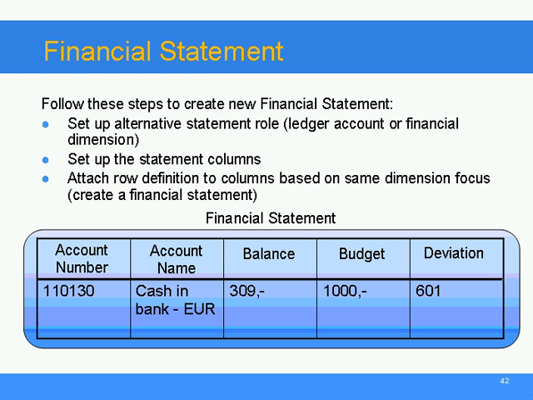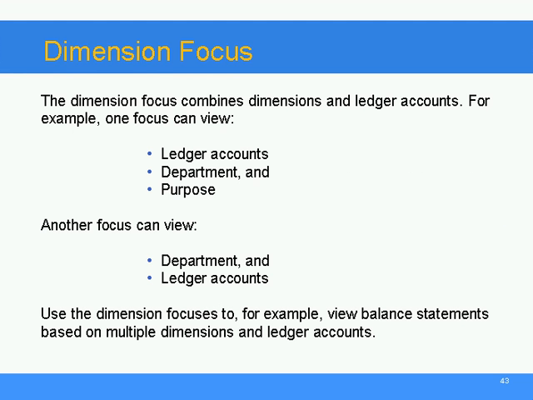So, financial statement. When you create your financial statement, you need to follow these steps. Set up alternative statement rule, ledger account, or financial dimension. Set up the statement columns. Attach row definition to columns based on same dimension focus. So it means create a financial statement.